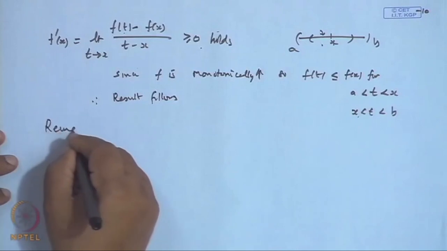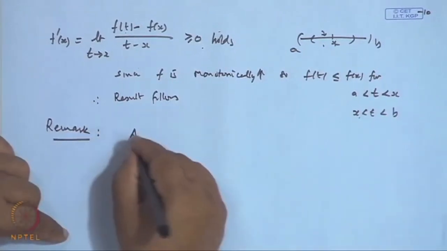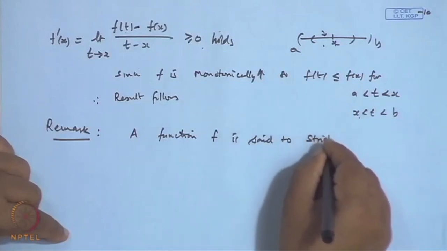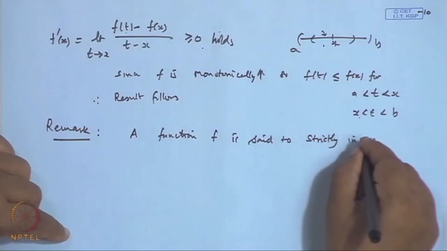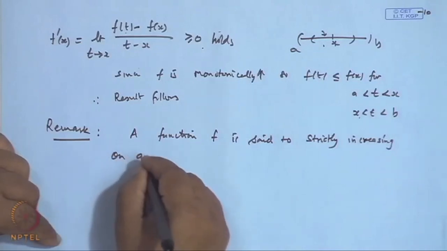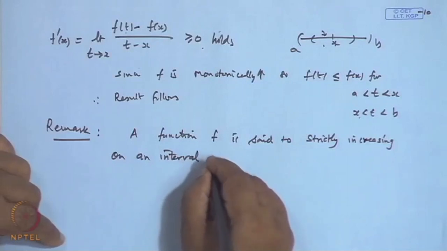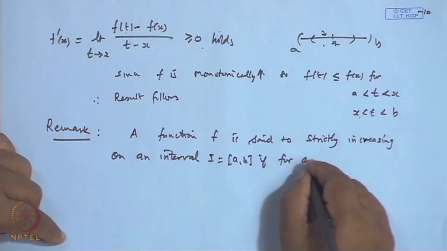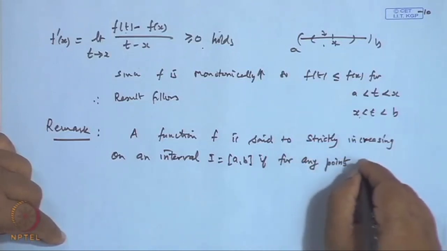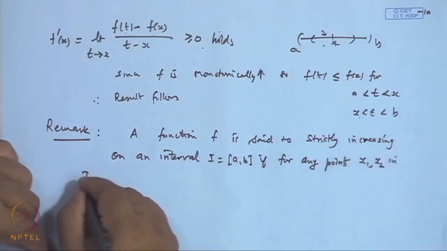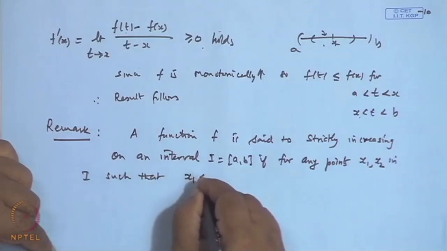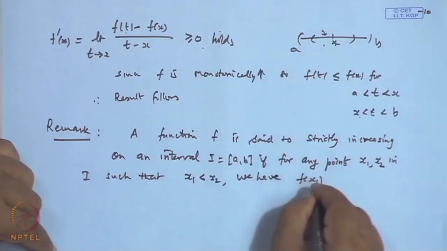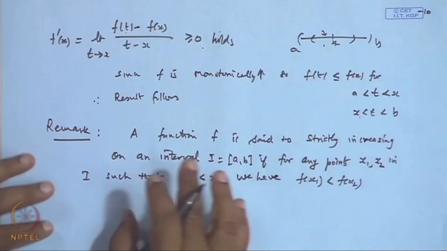Now, here is a remark. We can say a function f is said to be strictly increasing on an interval I if for any points x1, x2 in I such that x1 is strictly less than x2, we have f of x1 strictly less than f of x2. Then we say the function is strictly increasing.